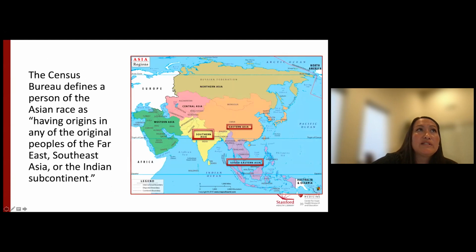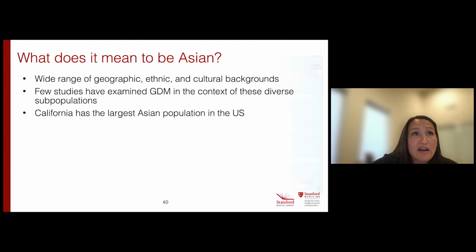And so, what does it necessarily mean to be Asian? The Census Bureau defines a person of Asian race as having origins in any of the original peoples of the Far East, Southeast Asia, or the Indian subcontinent. So obviously this is a massive geographic region with many cultural backgrounds. And so, it encompasses a wide range of geographic, ethnic, and cultural backgrounds. And really few studies have examined gestational diabetes in the context of these diverse subpopulations. And I think we're lucky in California that we have the largest Asian population in the United States.